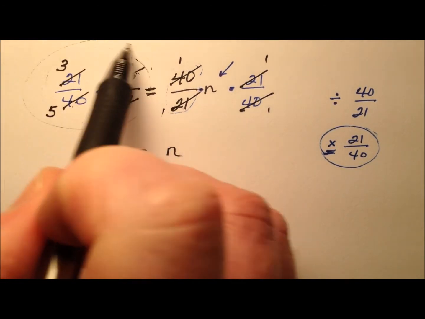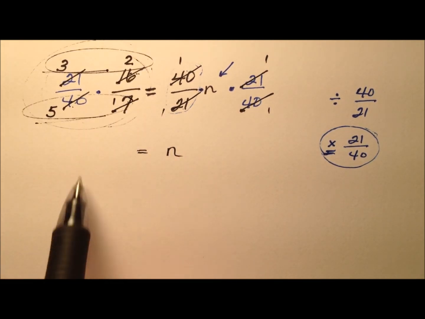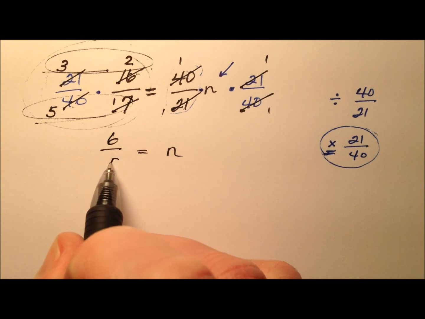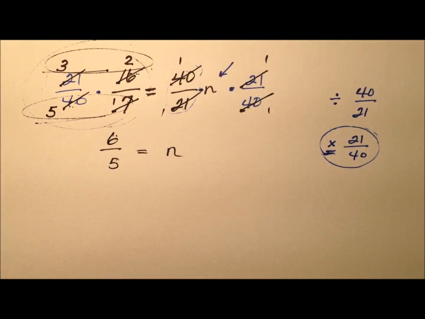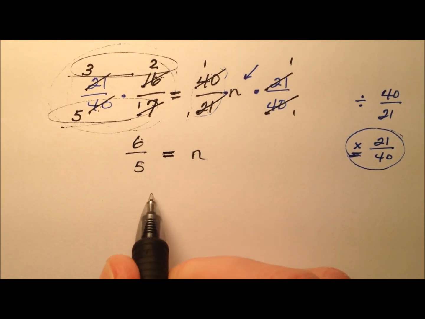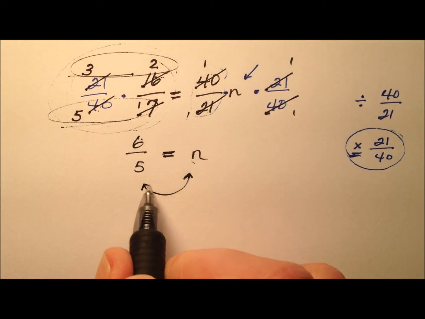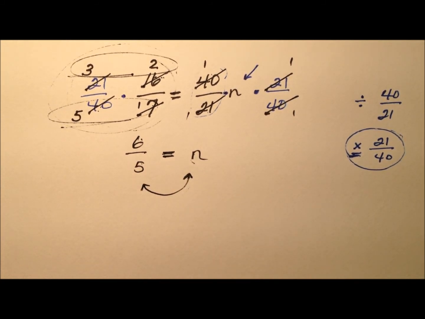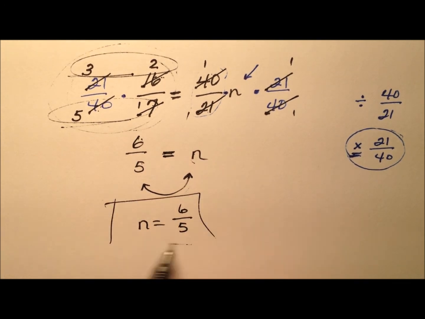So in this multiplication, it looks like I have 3 times 2 and 5 times 1. So it'll be 6 over 5. So I can say my value for n is going to be 6/5. But one more step that we could consider, some students don't like to see the variable over here on the right side. So we can switch these two and we can say instead n equals 6/5.